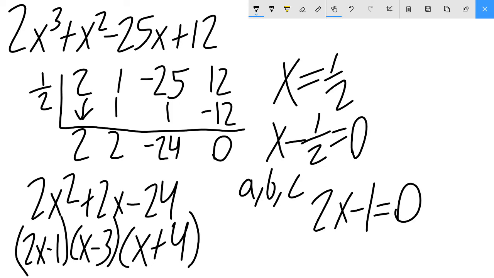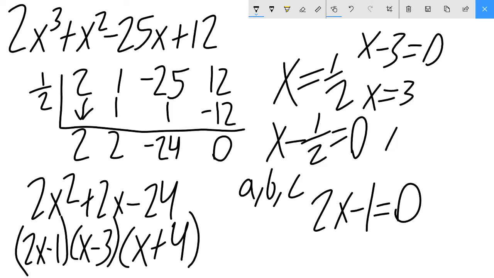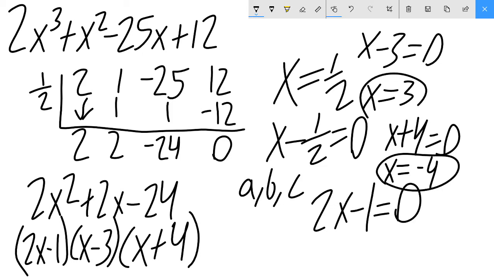And we can solve by just putting each of these in as x minus 3 equals 0. So x equals 3. X plus 4 equals 0. So x equals negative 4. And then we have our 3 solutions for x.